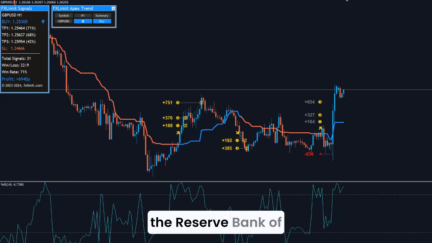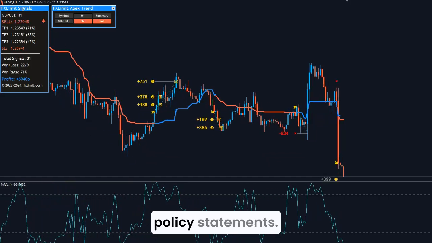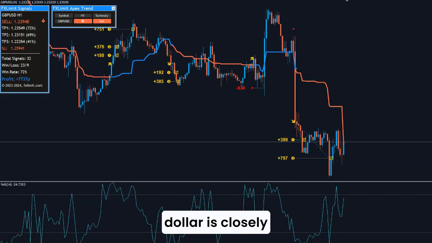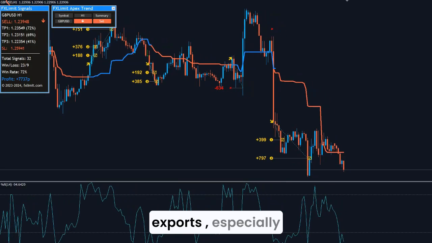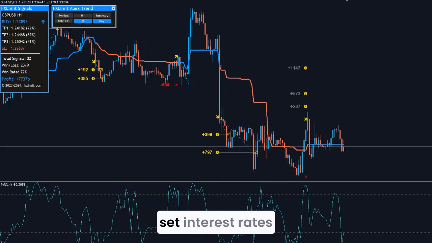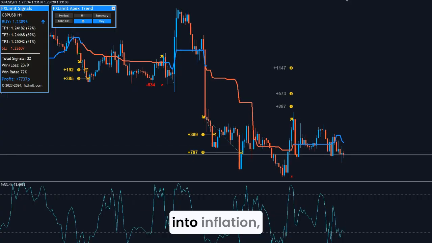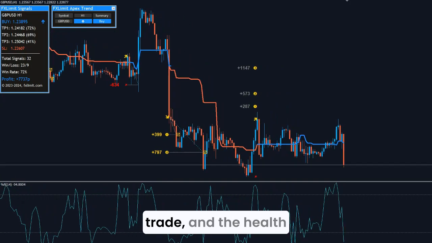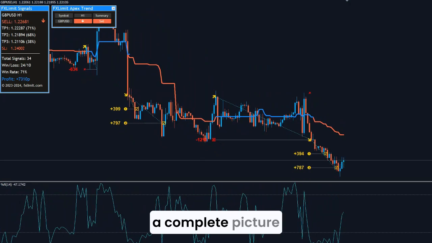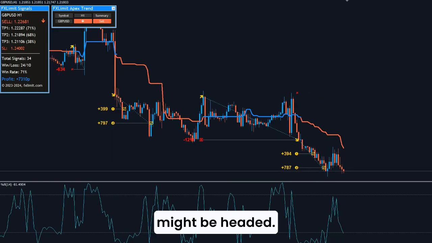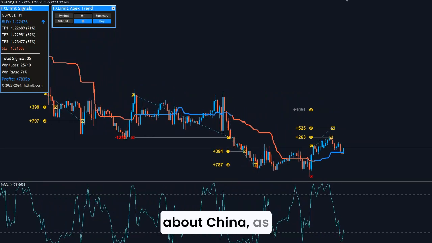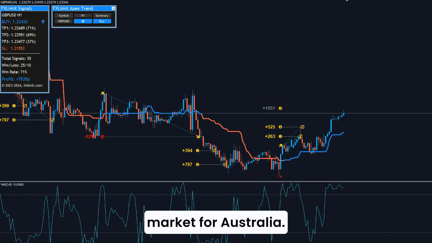Next, we turn to the Reserve Bank of Australia's monetary policy statements. Why? Because the Australian dollar is closely tied to commodity exports, especially iron ore and gold. The RBA doesn't just set interest rates, they provide insights into inflation, trade, and the health of the mining sector. This gives you a complete picture of where the AUD might be headed. Pay special attention to how the RBA talks about China, as that's a major export market for Australia.